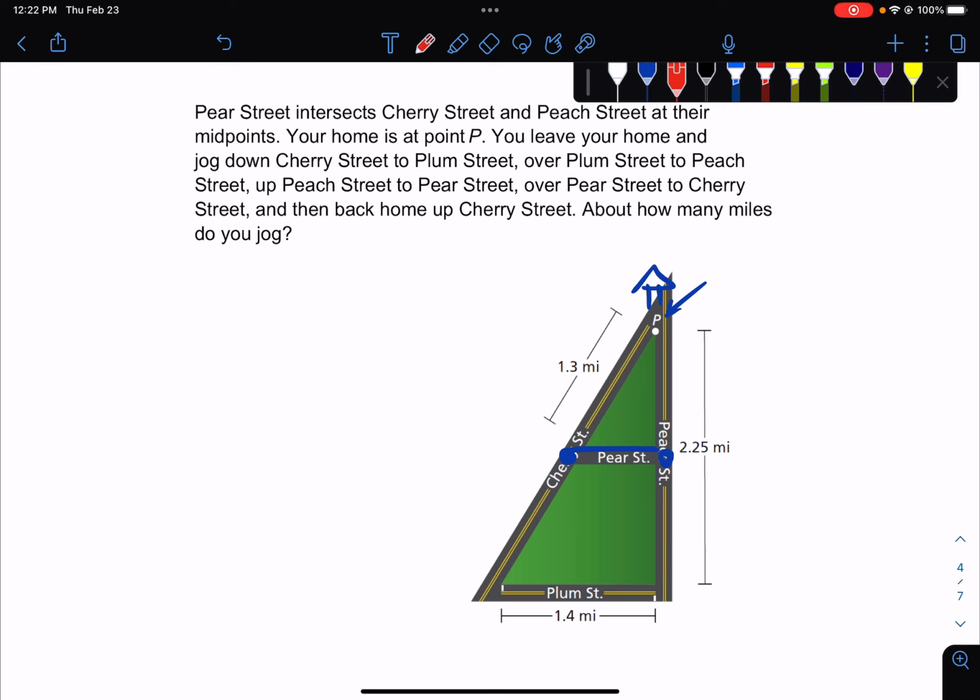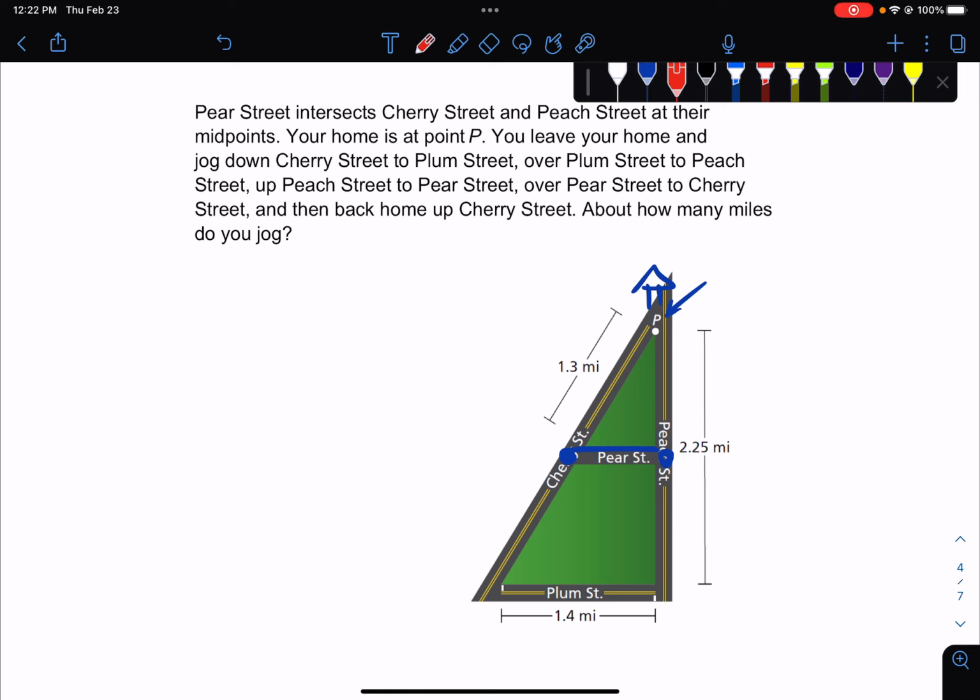All right, so a couple things that I need to keep in mind. First of all, this road right here is a mid-segment. So this length is equal to this length because it cuts it in half, right? So this entire length I can cut in half. And I like to start filling out what I know.